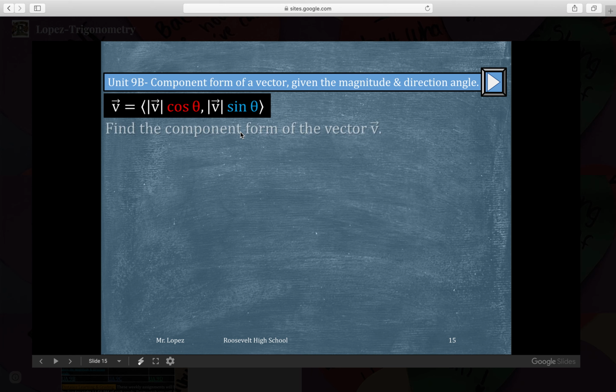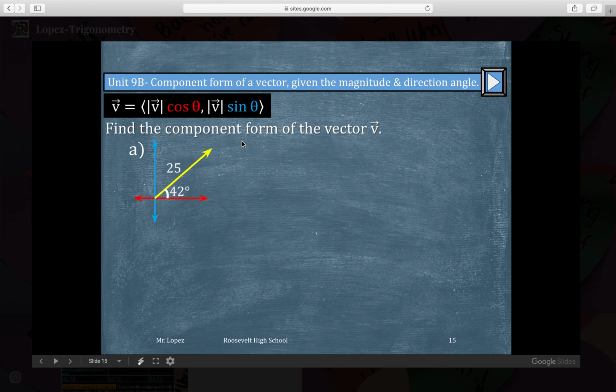Example: find the component form of the vector v. So here's the vector. The magnitude of the vector is 25. The angle of the vector with respect to this initial position is 42 degrees.